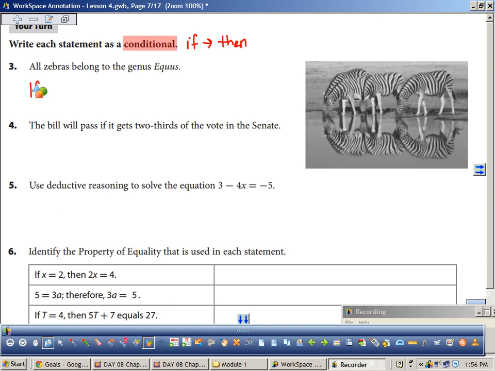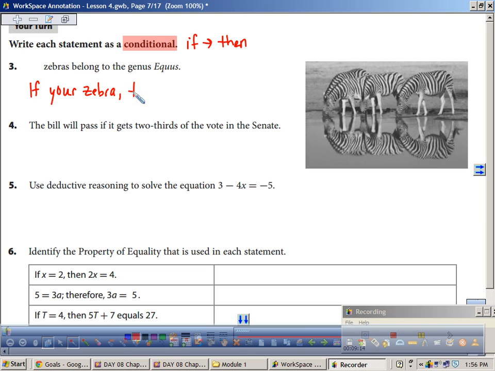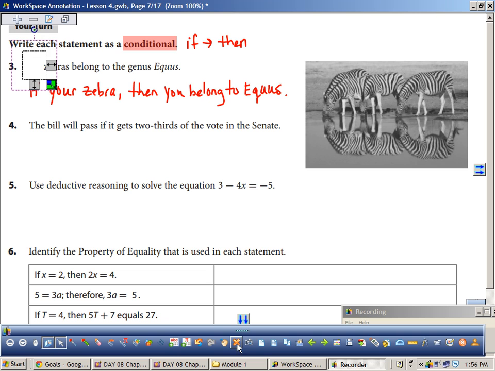Exactly. So if I take this part out, right? If you're a zebra, then you belong to Equus. Make sense? It seems harder than it is, right? It's a little intimidating because we don't normally talk like that, correct?